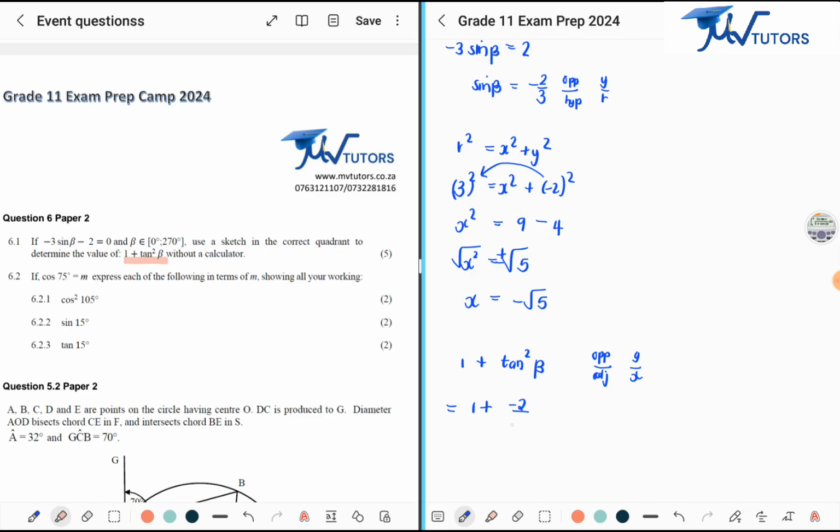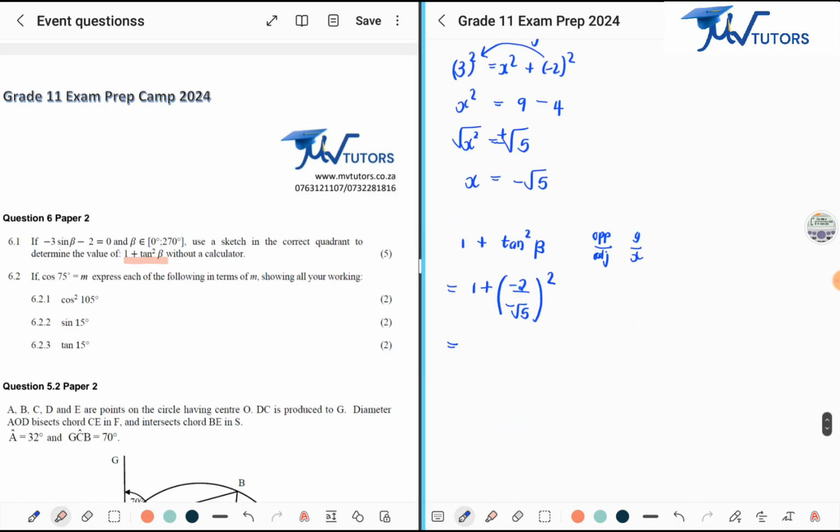And the value of x is negative root 5. Okay? And these values are squared. All right. They said without the use of a calculator. Okay, just making sure. So in our numerator, negative 2 squared is 4. In our denominator, negative root 5 squared will be 5.